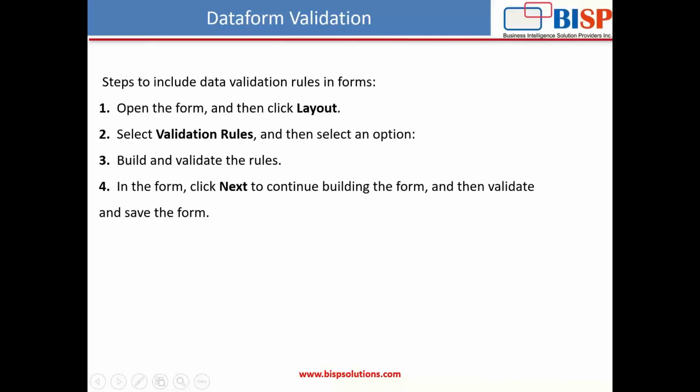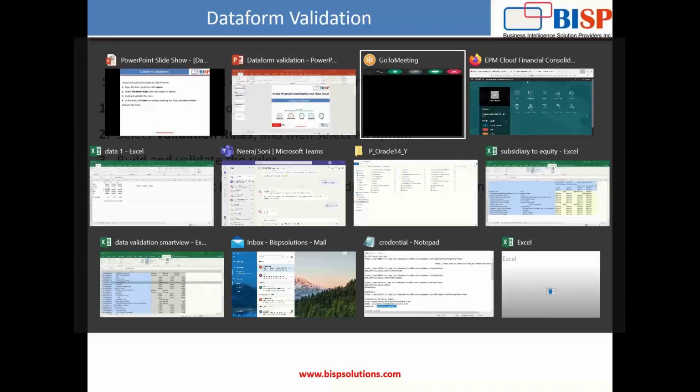These are the steps. We have to open the form which is already created. We have to go to the layout, and then there we have to select the validation rule option, and we have to build that rule, and then we have the data for the validation. Finally, we have to save the form. Now let's go to the application and do the validation.